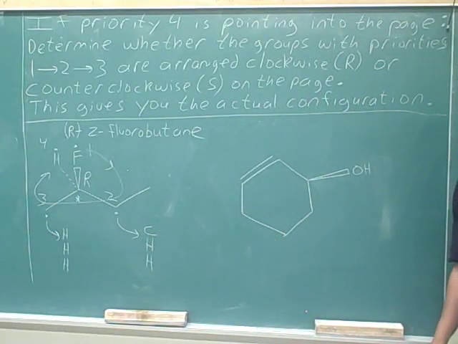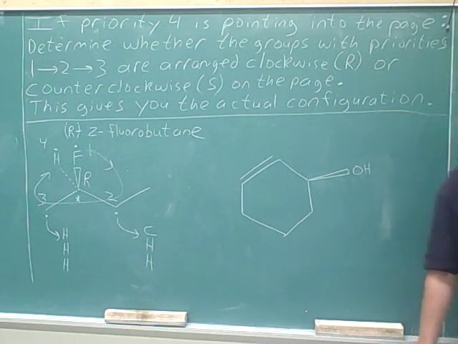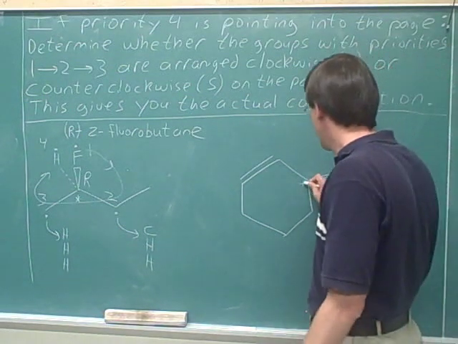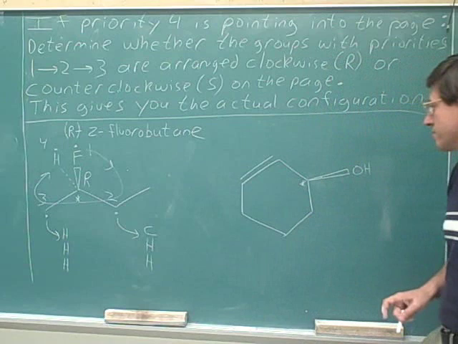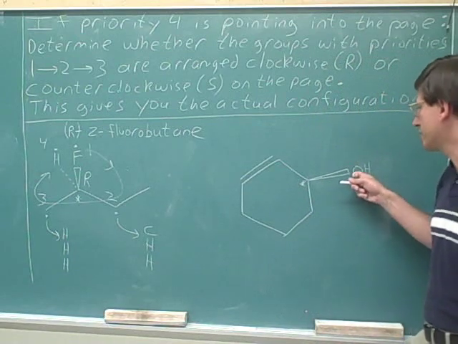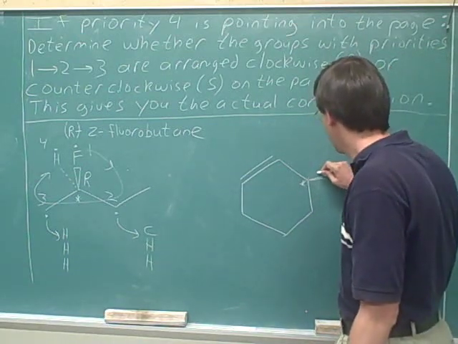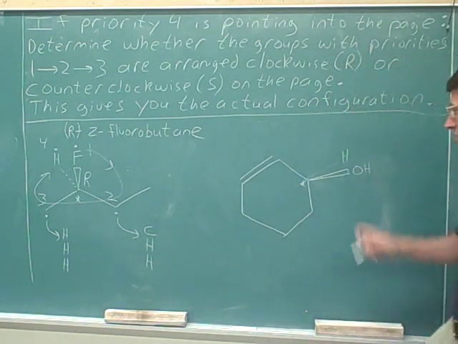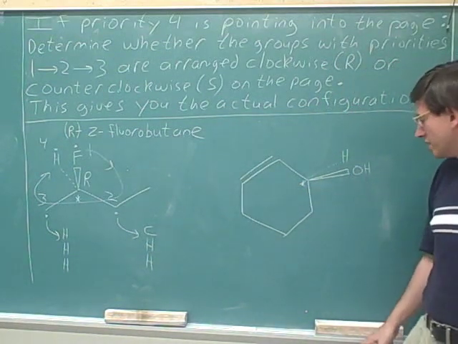Figure out whether this stereocenter is R or S. First of all, you have to find the stereocenter. This is the stereocenter. It's attached to 4 different things. It's attached to a hydroxy group. It's attached to a hidden hydrogen. Remember, it's always a good idea to draw in the hidden hydrogen on the stereocenter.